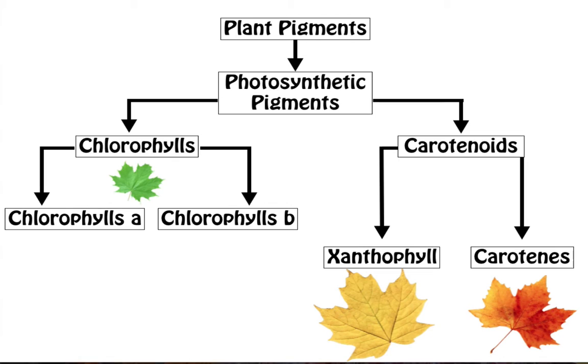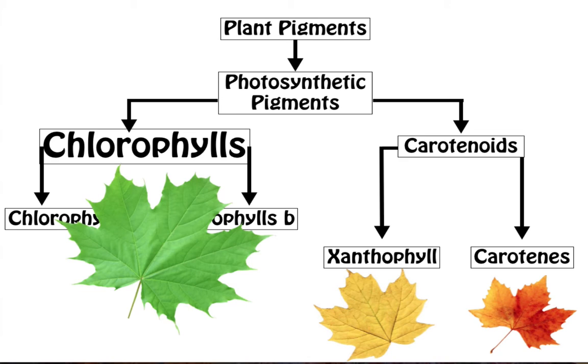In this video I'm going to be discussing plant pigments and photosynthesis. Alright, so here I have a diagram of plant pigments, the different types of pigments that we're going to be highlighting in this video. The two main ones are the chlorophylls and the carotenoids.